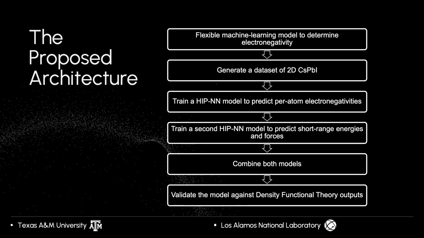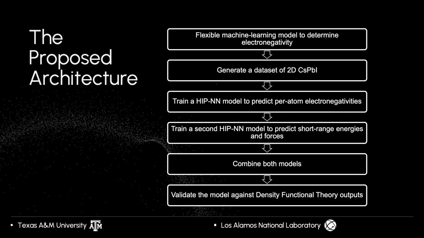Second, it'll produce a diverse dataset of 2D cesium-lead iodide perovskite configurations representative of the mid to low temperature regime, including point defects. Third, it'll create a charge-neutral, machine-learned interatomic potential for 2D cesium-lead iodide perovskite systems by combining learned electronegativities with a short-range energy force model.